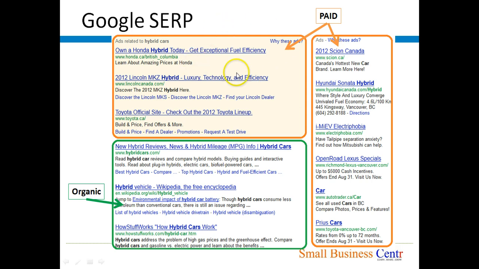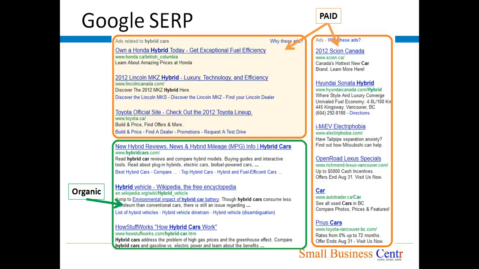So in essence, businesses have paid to be in this area, and the more you pay, generally speaking, this is not always true, but the more you pay, the higher you will be in this paid area. So for example, it is possible that Honda.ca had paid more than LincolnCanada.ca to be listed above Lincoln Canada. Now, I'm not going to get into advertising today, but generally speaking, that's true, but it's not always true.